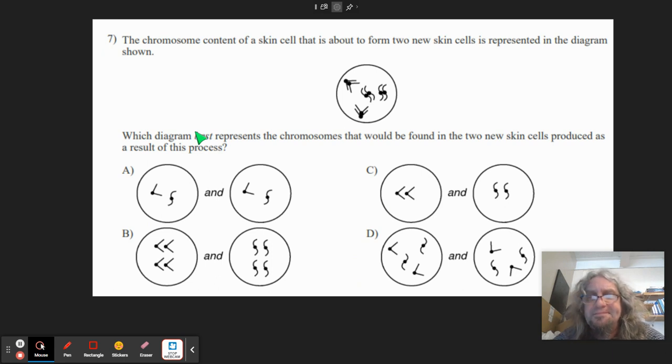Question seven. Chromosome content of a skin cell that is about to form two new skin cells is represented in the diagram below. Which diagram best represents the chromosomes that would be found in the two new skin cells produced as a result of this process? Is it A, B, C, or D?